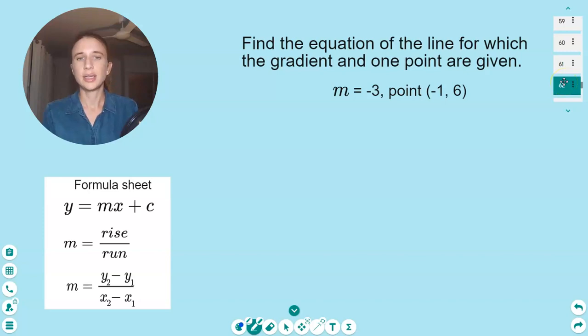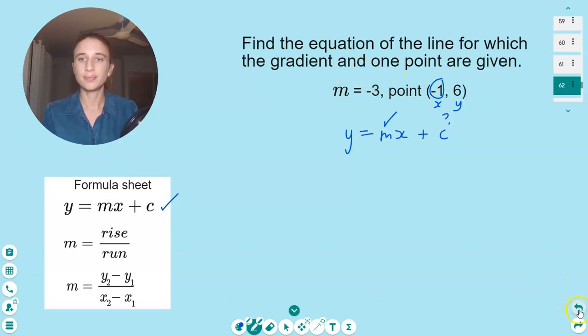All right. Find the equation of the line for which the gradient and one point are given. Again, the general equation of a straight line will be given on your formula sheet. y equals mx plus c. And we know m, which is great. We've got to find c, and we're given information. So when you're given a pair of coordinates, label it straight away x, y. Now let's substitute in these three bits of information.